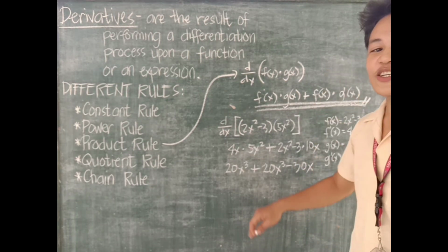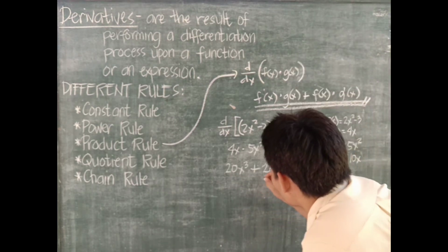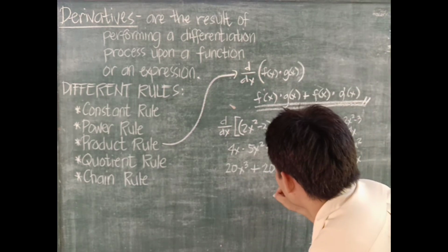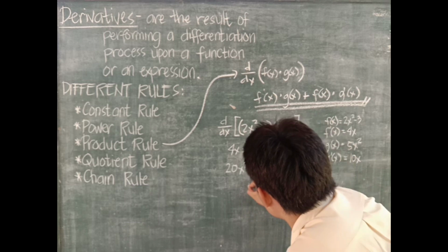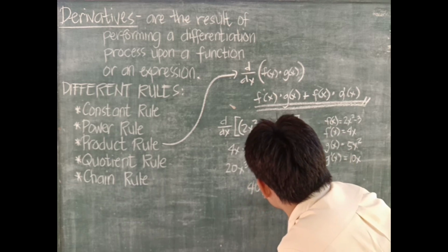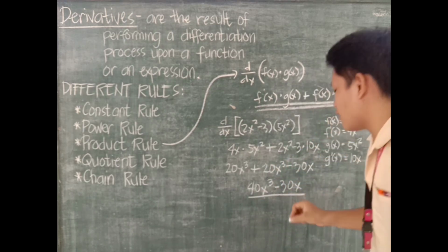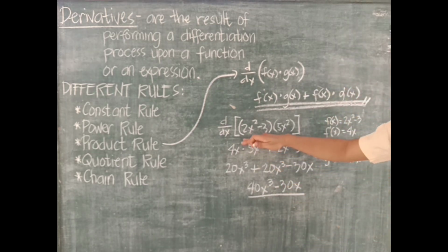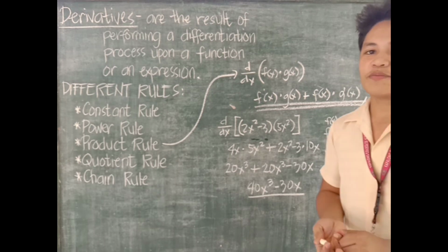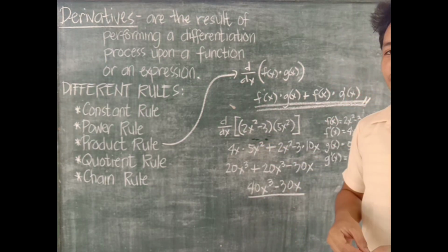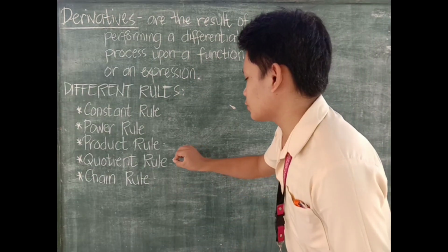So, let's combine like terms. We have here 20 plus 20x cubed is equal to 40x cubed minus 30x. So, this is now the derivative of the product of these two functions. Okay, now let's proceed to the quotient rule.